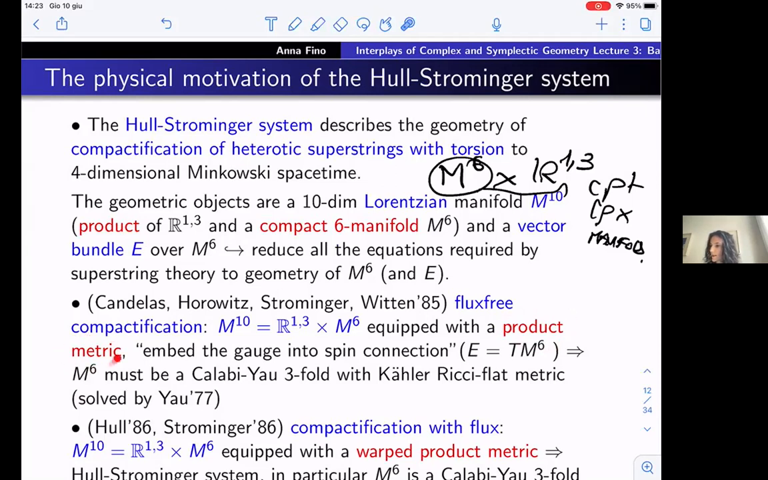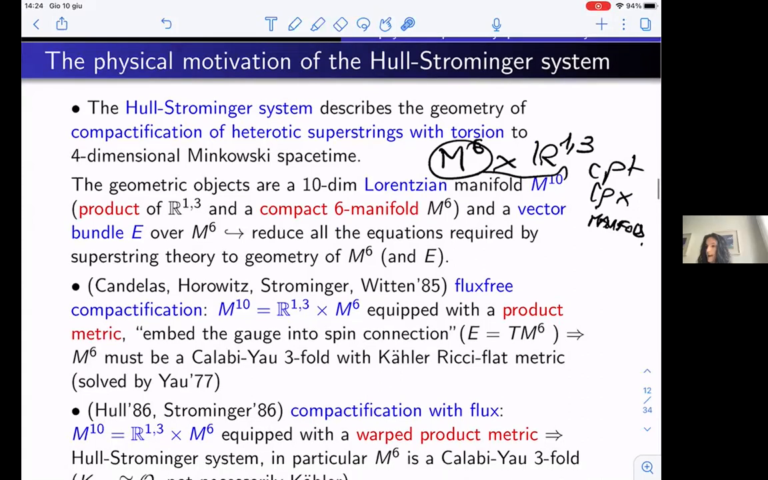So let's consider the case where you have a product metric. And then essentially the gauge connection, let's say the holomorphic bundle is just the tangent bundle, and the gauge connection is a spin connection. And this is exactly linked, because all the situation, let's say the physics situation, for M6 to be Calabi-Yau with a Kähler Ricci-flat metric. And let's say the existence of that is just the Yau theorem, okay? The existence of a Kähler metric in the class of a Kähler, which is Ricci-flat, is just that.